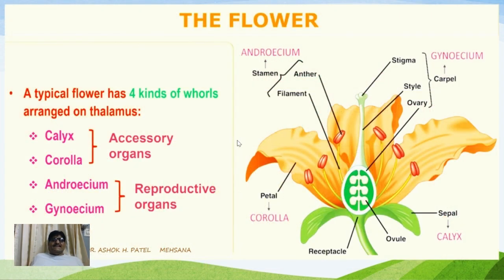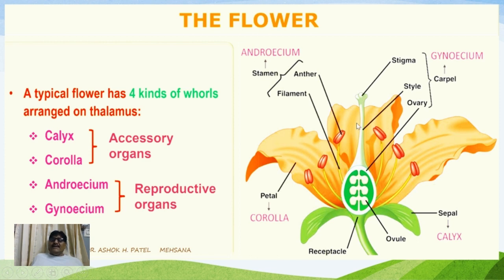Lastly, I want to discuss the parts of the flowers. You know very well what a flower is. A flower is a modified shoot for the specific reproductive purpose, right? Here you see the part like a stem, but it is called the receptacle, right? And it has the calyx, then the corolla, which are the accessory organs of the flower, and then the androecium, and situated in the center is the gynoecium.